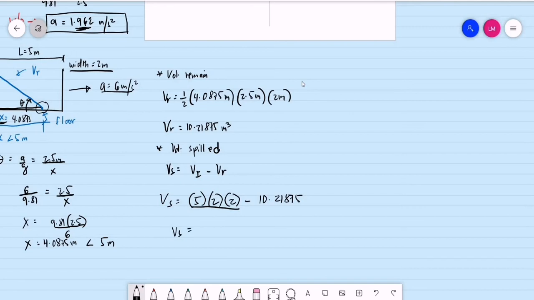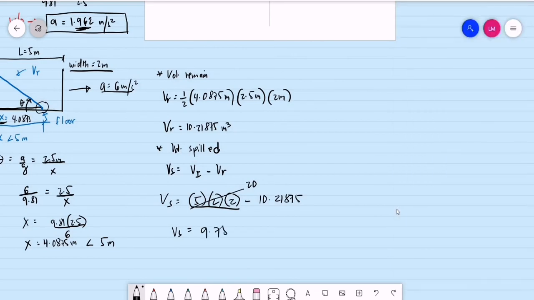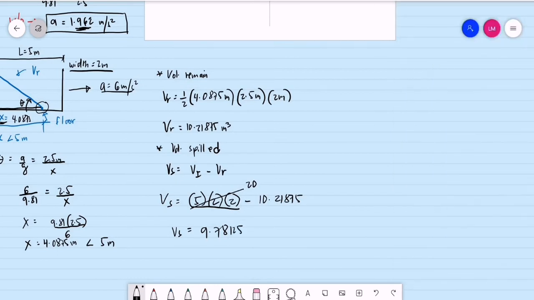So the volume spilled is equal to, basically, the product of this term, 5 times 2 times 10 times 2 is 20. So that is the same as 20 minus the answer. Okay, so we have the volume now equal to 125 cubic meters. So this is the volume of spilled water.